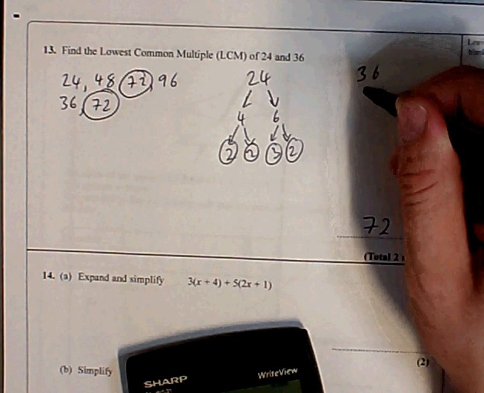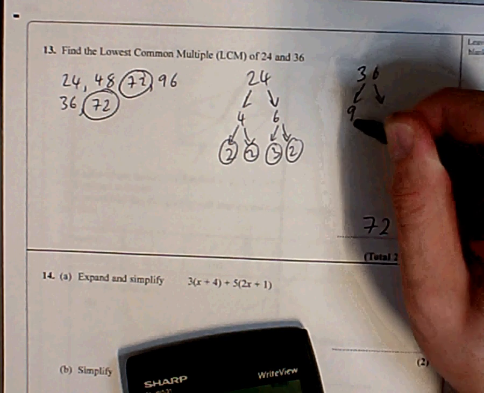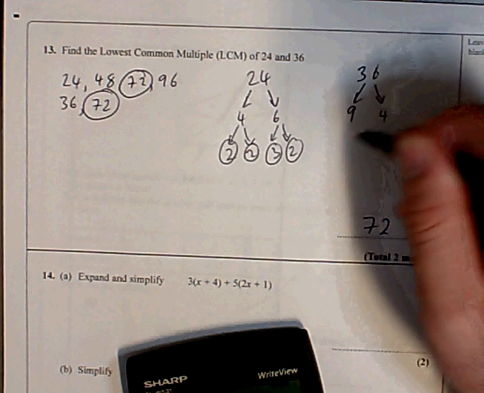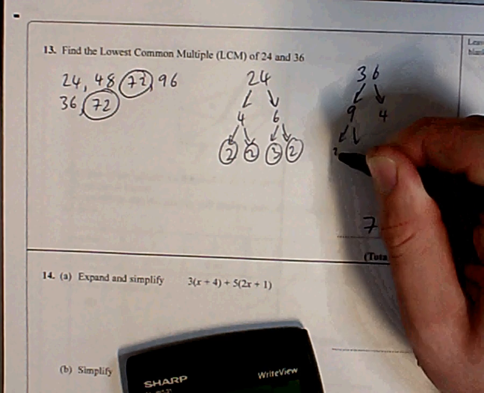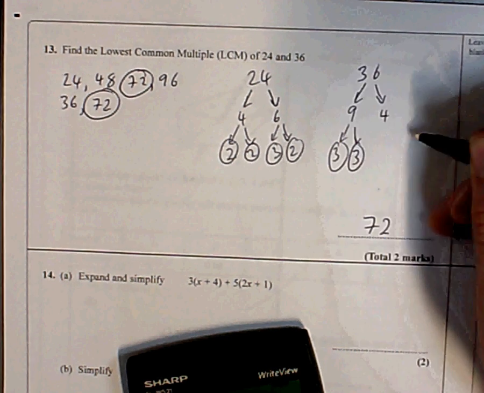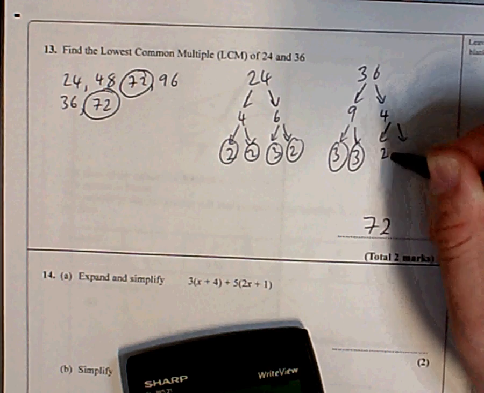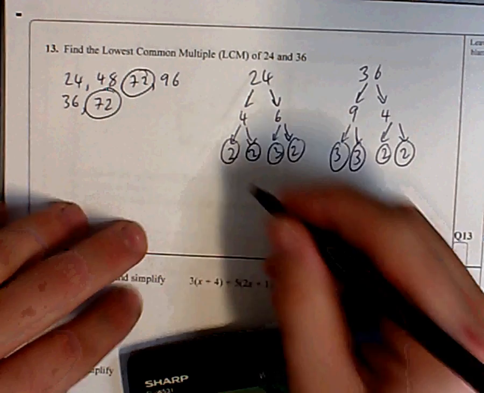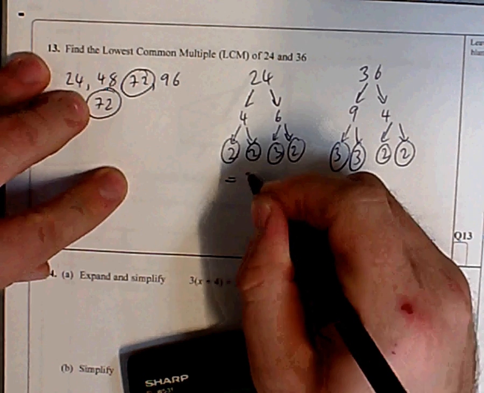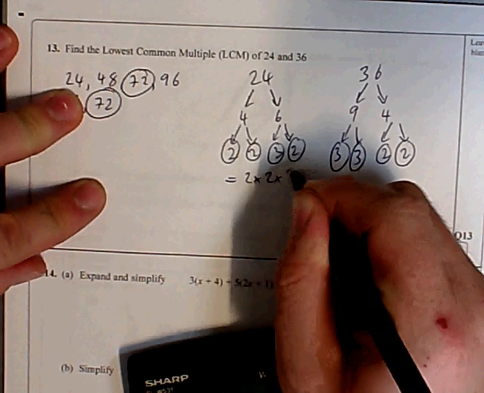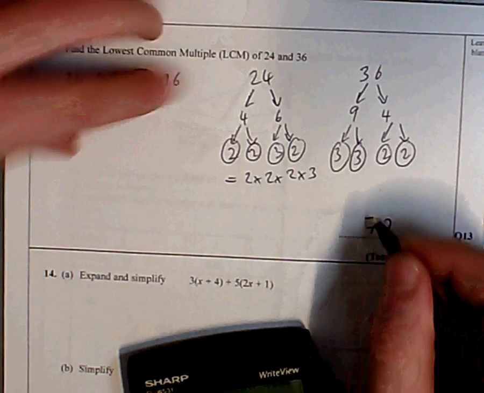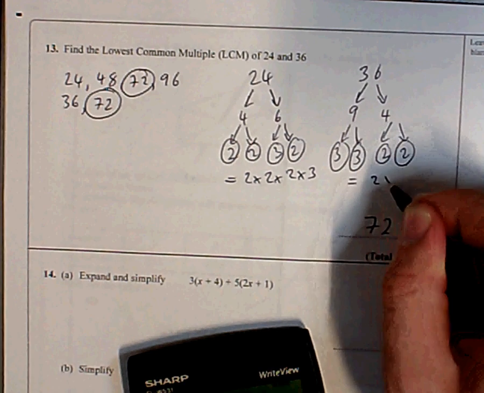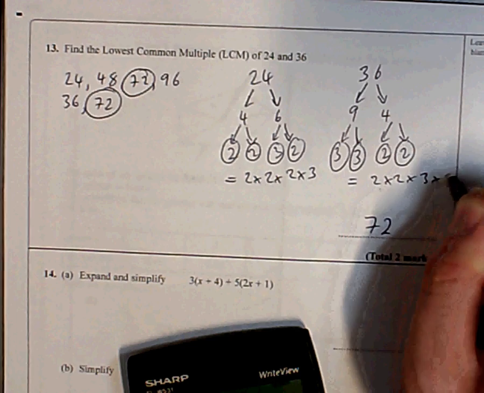That's 24. Do the same to 36. Any two numbers, so I'll just go 9 and 4. Both not prime, so I keep going. That's 3 times 3. Both of those are prime. This is 2 times 2. They're prime. That gives me the prime factors for 24 as 2 times 2 times 2 times 3. I just took the numbers in the circle, and this one is 2 times 2 times 3 times 3.